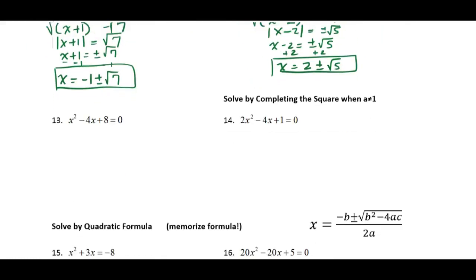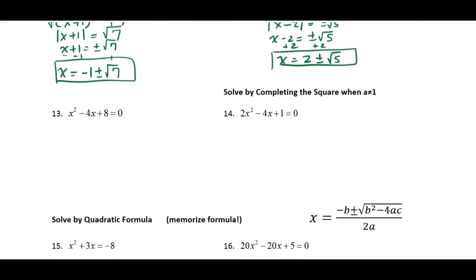All right, let's try 13. Same deal again. Move that 8 over. So I'll have x squared minus 4x, leave a space, equals -8. Now I'm going to take that middle term, cut it in half.